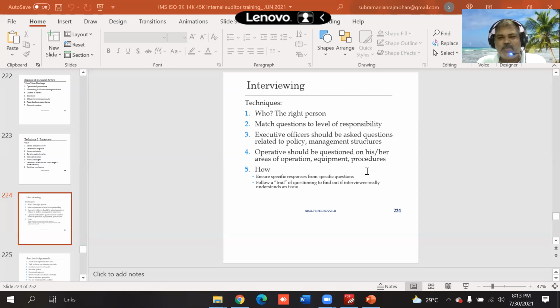The executive officer should be asked questions related to policy and management structures. If you go and ask a worker, he doesn't know what the policy is. So you must ask the right question to the right person. Operatives should be questioned in the area of operation and equipment procedures. You need to ensure a response for specific questions. Follow with trial questioning to find out whether the interviewee really understands the issue. If they don't understand, maybe you can ask other questions. If they totally don't know, then it's a major breakdown.